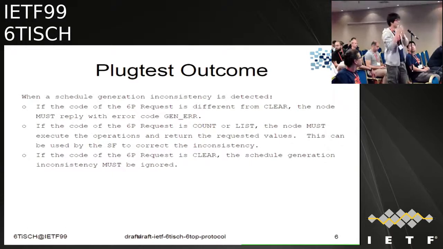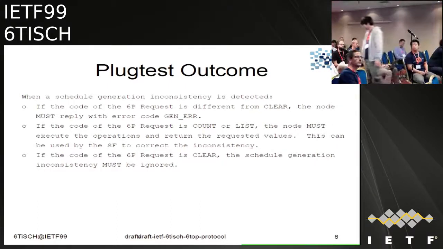So the timeout should occur when, for example, the peer cannot receive the MAC ACK or something. It can be detected. And also the count or list command gives you more information to get back the same schedule, the cells. So again, my proposal is to throw away the generation management. I think that's easier, but it has a huge impact on the draft.